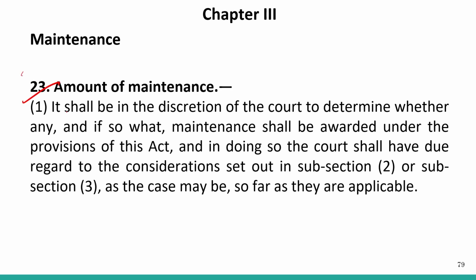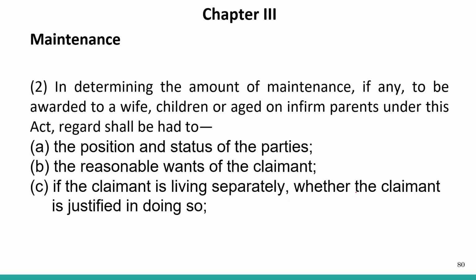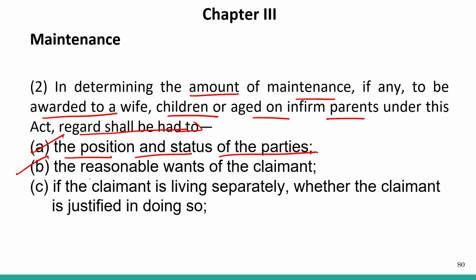Okay, now the amount of maintenance. It shall be in the discretion of the court to determine whether any, and if so, what maintenance shall be awarded under the provisions of this act, and in doing so, the court shall have due regard to the considerations set out in subsection 2 or subsection 3 as the case may be, so far as applicable. In determining the amount of maintenance, if any, to be awarded to the wife, children, or aged or infirm parents under this act, the first and foremost thing that needs to be clear is the position and status of the parties, the reasonable wants of the claimant, and if the claimant is residing separately, whether the claimant is justified in doing so. So these are the three requisites that need to be fulfilled.